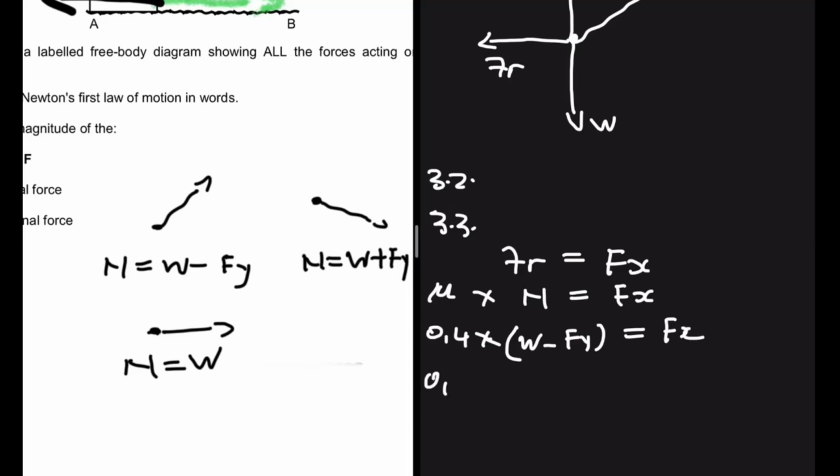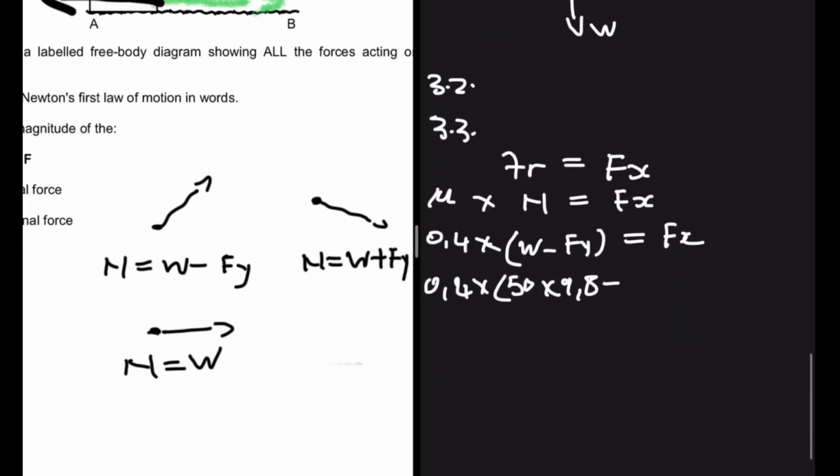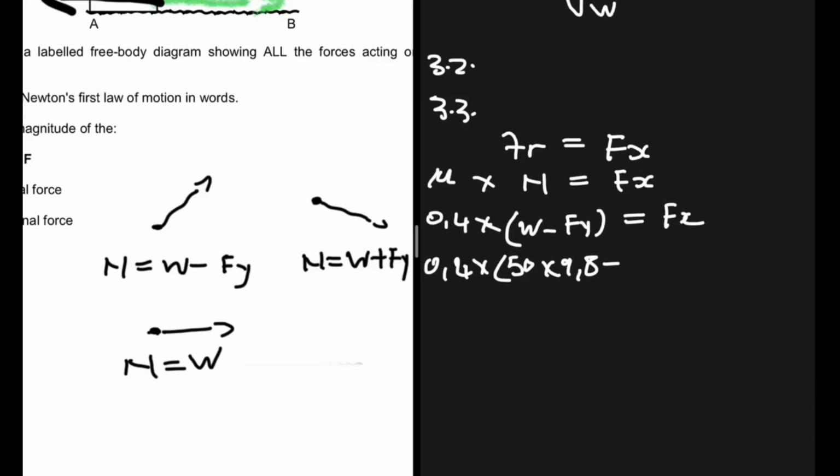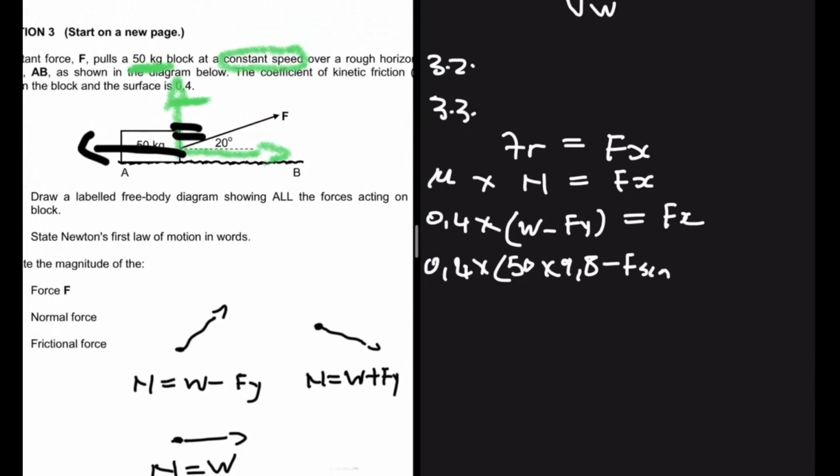So we're gonna have 0.4 multiplied by the weight. The weight is mass multiplied by gravity, right? So we're going to have 50 multiplied by 9.8 minus the y component of the applied force. So we're gonna have F sine of theta. But then we know fully well that the angle is 20 degrees. It's given to us, right? So we're gonna have 20 degrees being equal to the x component. So that is F cos of 20 degrees.